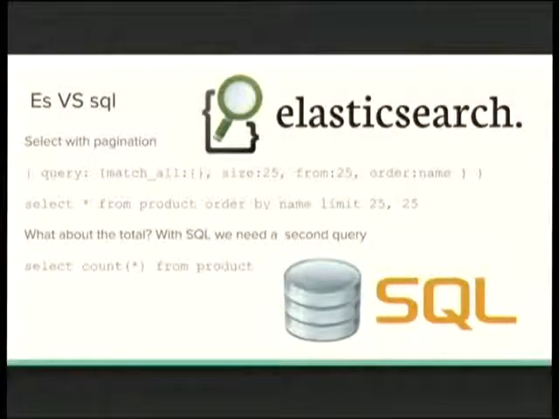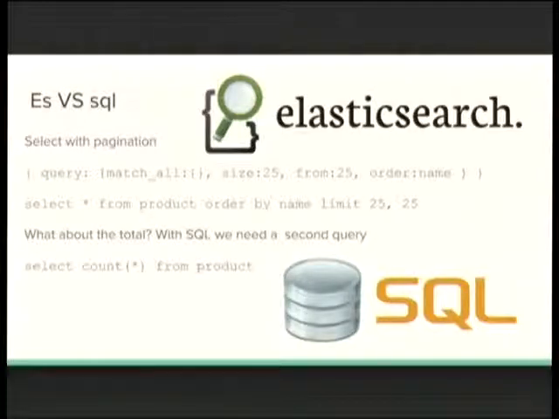Elasticsearch versus SQL, because everybody's always asking me, so how is it different? How is it working? Simple query, select star from an index with basic pagination. You'll have size and from, and you have a limit 25 offset 25 in SQL. You have an order by name. You have a comma order by name. It's pretty similar. It's just JSON.